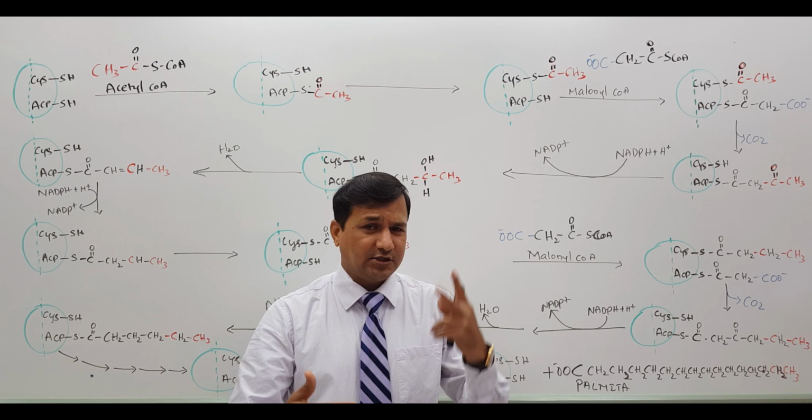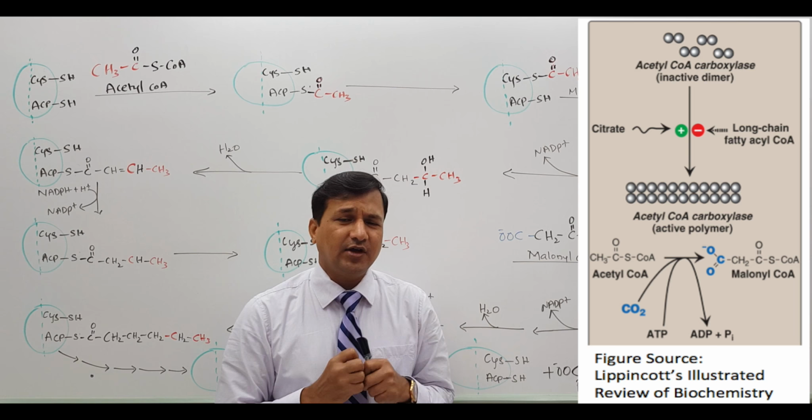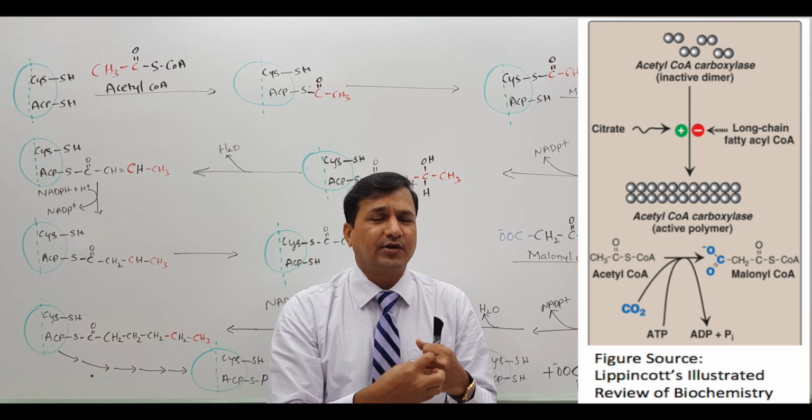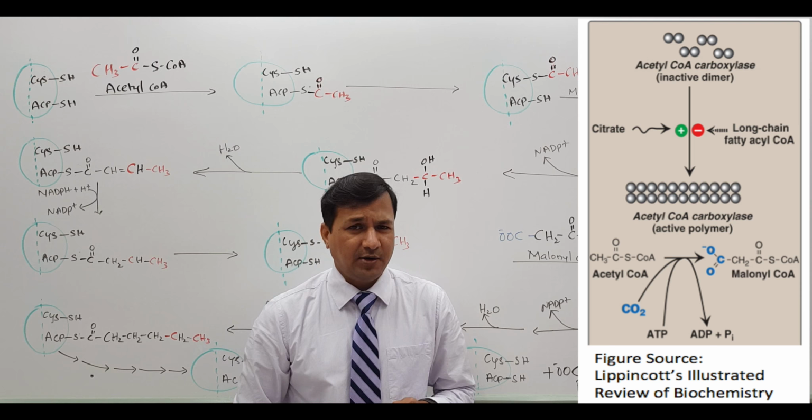So, 2-carbon acetyl CoA is converted into 3-carbon malonyl CoA by an enzyme called acetyl CoA carboxylase. What this acetyl CoA carboxylase does is bring carbon dioxide and condense that with acetyl CoA to make a 3-carbon malonyl CoA. That means, out of 3 carbons in a malonyl CoA, 2 carbons are coming from acetyl CoA, and 1 carbon is coming from carbon dioxide.